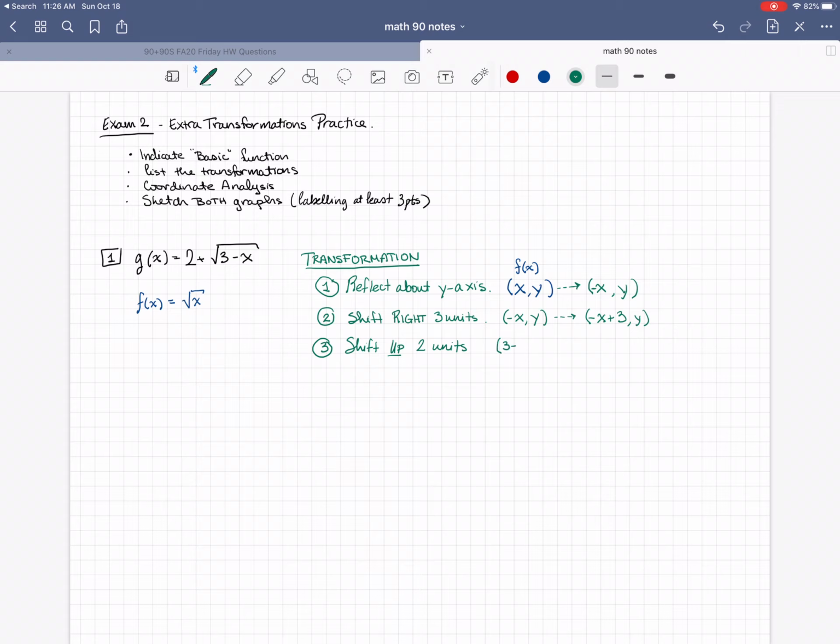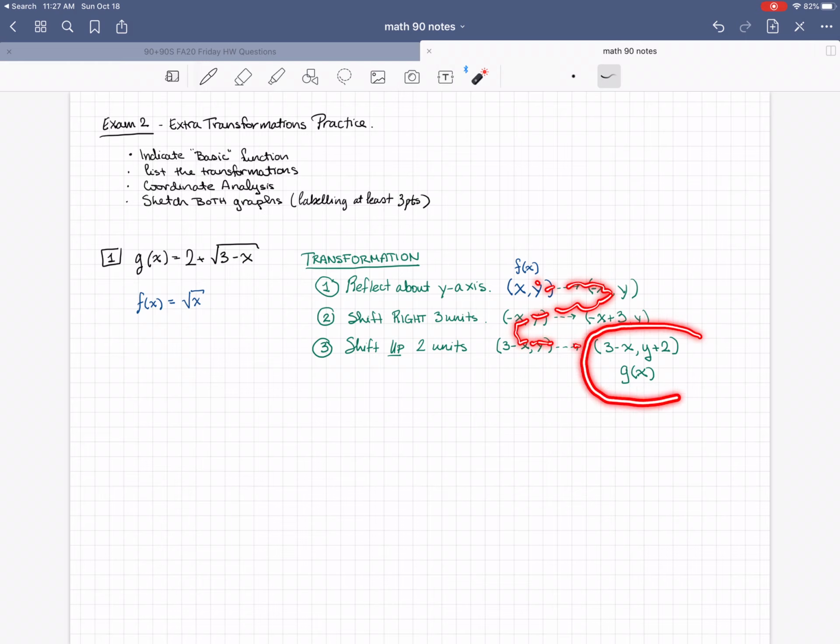So remember, you're starting with 3 minus x comma y. And then you are lifting everybody up. And when you do that, you add that many units to the y coordinate. So this is the end of the transformations journey. You started at some point x, y on the function f of x, and then you made your way through and you ended up at 3 minus x comma y plus 2.